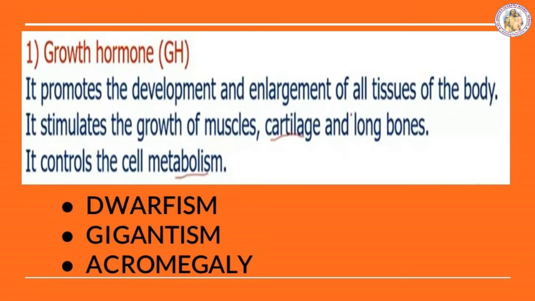Growth hormone, GH. It promotes the development and enlargement of all the tissues of the body, which stimulates the growth of the muscles, cartilage and long bones, and it also controls cell metabolism. So now we are going to see the improper secretion of these hormones, which leads to the following conditions: the first one is dwarfism, gigantism, acromegaly.